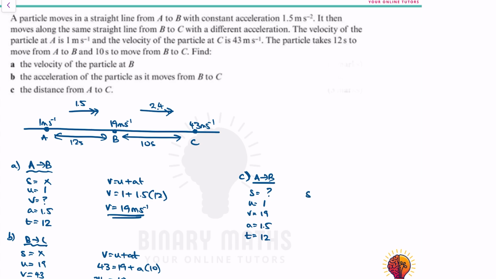So because I'm trying to find displacement, I'm using S is equal to half of U plus V times T, which is half of 1 plus 19 times 12, which is equal to 120 meters. So from A to B, the traveling is 120 meters.